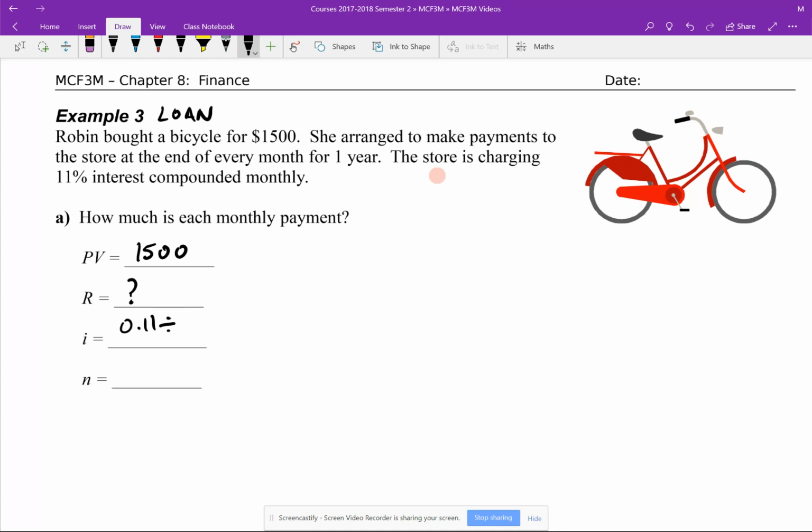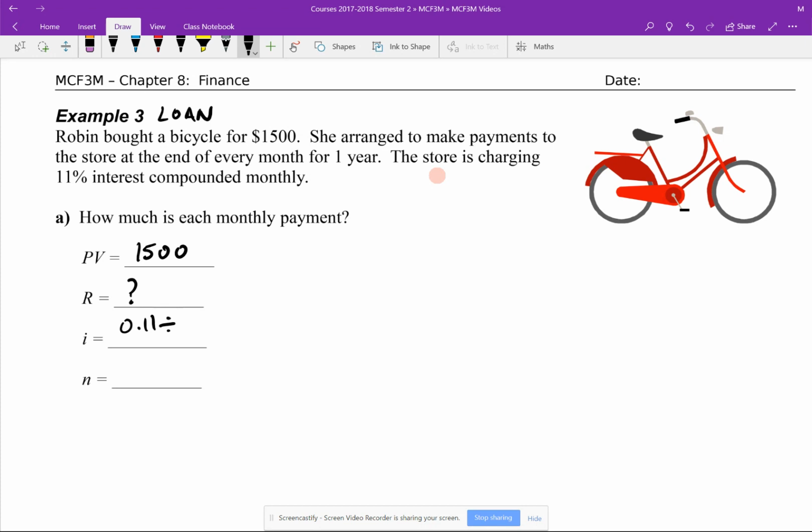They have to charge interest because that's a lost opportunity cost of money, right? Interest is the cost of borrowing money. If the store can't make any extra money, then why would they loan the bike out in the first place? Why would they make the loan for the amount of money to buy the bike in the first place? So you have to have interest.